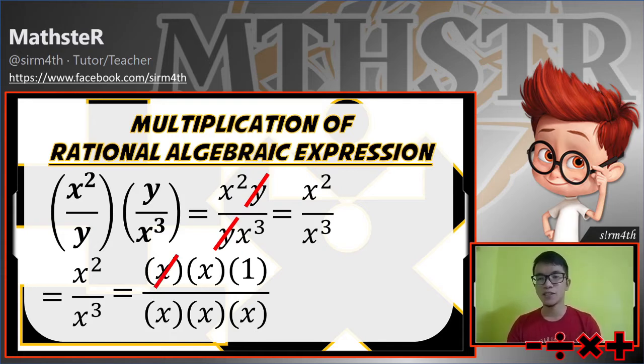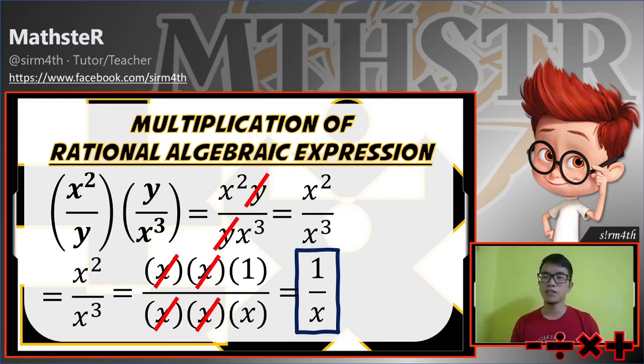Yun yung unang i-cancel natin. Okay? Cancel the variable x. Cancel the other x. So, meron tayong dalawang set ng x na na-cancel. Dalawa sa taas, dalawa sa baba. At di ba nga, dun sa simplifying rational algebraic expression natin, kung ano yung hindi natin na-cancel, yun ang ating magiging final answer. So the product of x squared over y multiplied by y over x cubed is equal to 1 over x.